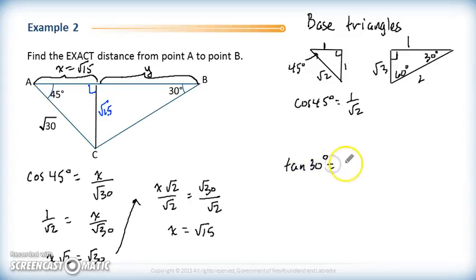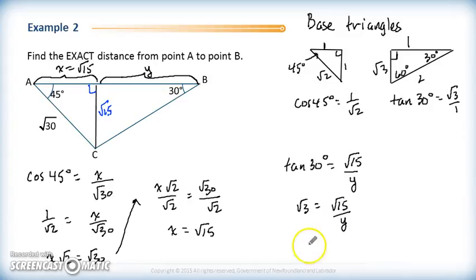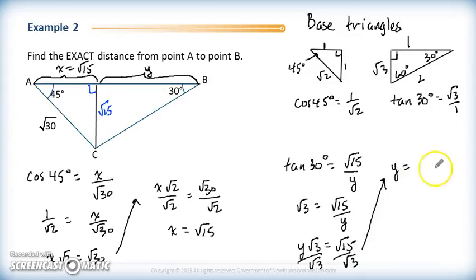Tan of 30 degrees equals root 15 over y. From our base triangle, the tan of 30 degrees is 1 over root 3. So we've got 1 over root 3 equals root 15 over y. Y, therefore, when we cross multiply, is equal to root 15 times root 3. We divide both sides by root 3. And it turns out that y is equal to root 5.